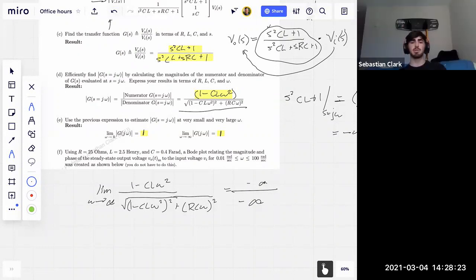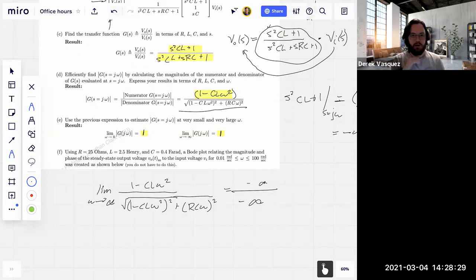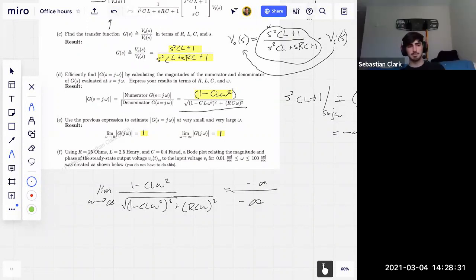It comes out to 1 because it just becomes infinity squared over infinity squared, right? Yeah, that's essentially what happens. Or negative infinity squared over negative infinity squared.